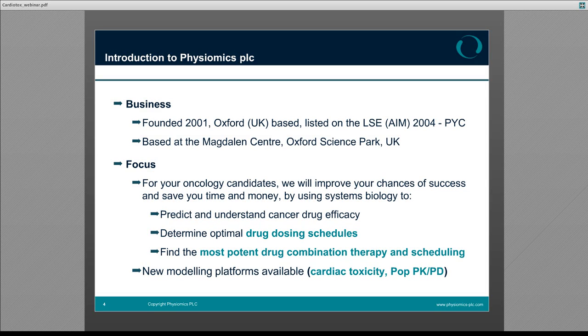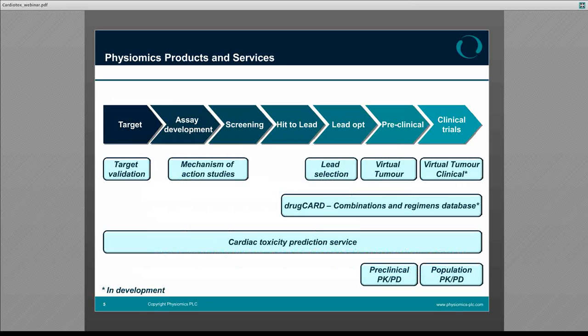We also do more classical preclinical and clinical PK/PD. This gives you a brief overview of our products and where they sit within the drug development pipeline. We talked about systems biology models, and they are primarily used in target validation and mechanism of action studies, and they've also been involved in lead selection. I talked before about our flagship product, the virtual tumour, which is basically an in silico model of a growing tumour, primarily used in both preclinical and clinical settings to optimize combinations and schedules of different drugs. More recently, we've started to develop another product, Drug Card, which is a combinations and regimens database, primarily useful for oncology compounds. Today's talk is more about the cardiac toxicity prediction service. And finally, we've also recently started to provide preclinical and clinical PK/PD.